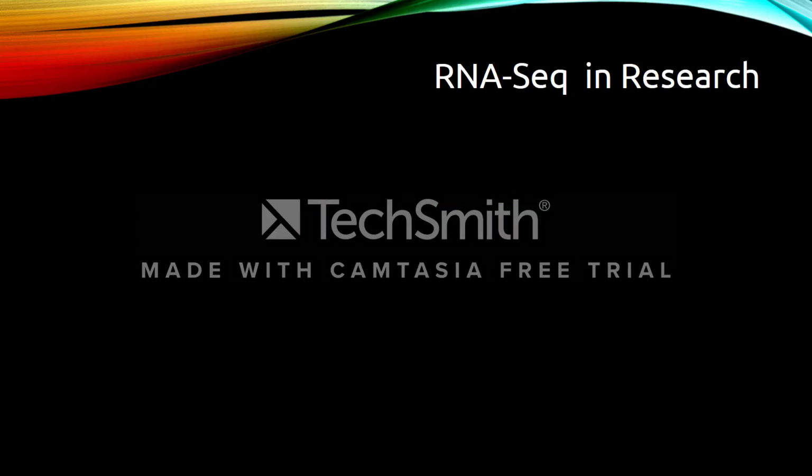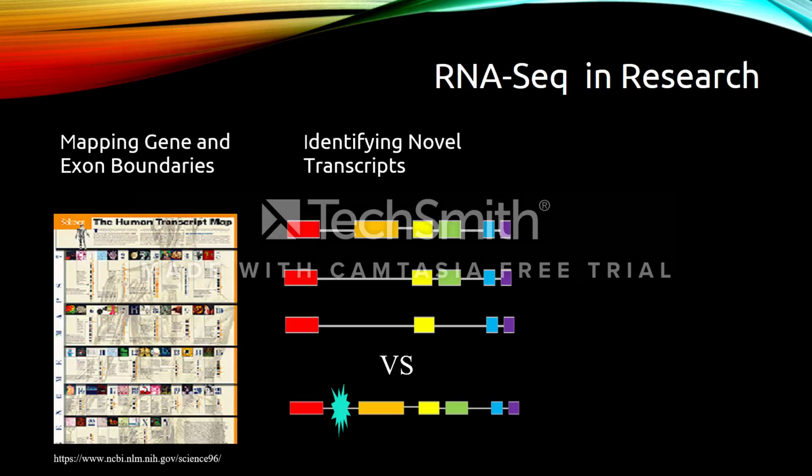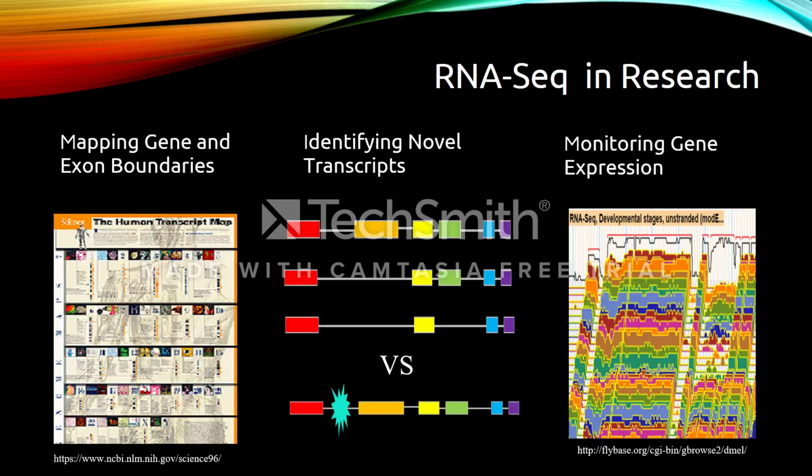RNA-Seq can be used in research to map gene and exon boundaries as we just described. It can be used to identify novel transcripts with such low expression other methods cannot detect them. It can be used to monitor gene expression throughout an organism's lifespan, as the modENCODE project has. modENCODE has specifically been responsible for determining the expression level of all genes in Drosophila and creating the RNA-Seq track you will use to annotate your contig this semester.